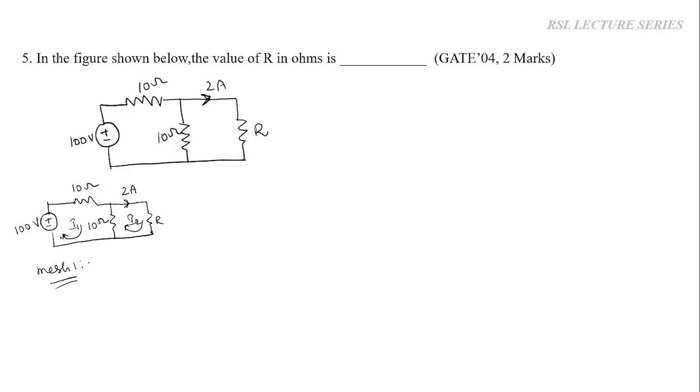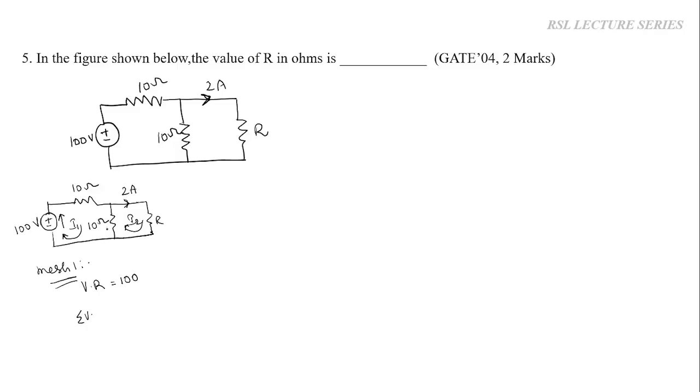So if the assumed current direction is from negative to positive, then this is a voltage rise. In this case, the current I1 is flowing from negative to positive with respect to this 100 volt source. So this 100 volt source is considered a voltage rise, and the voltages across the resistors are considered voltage drops only.